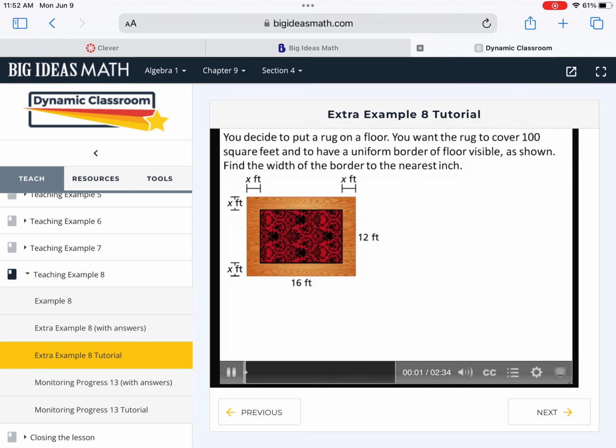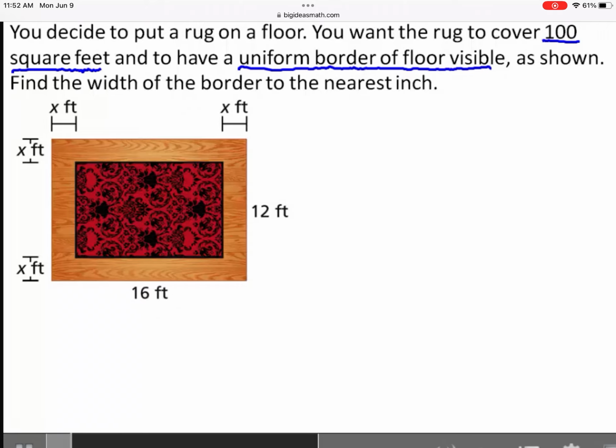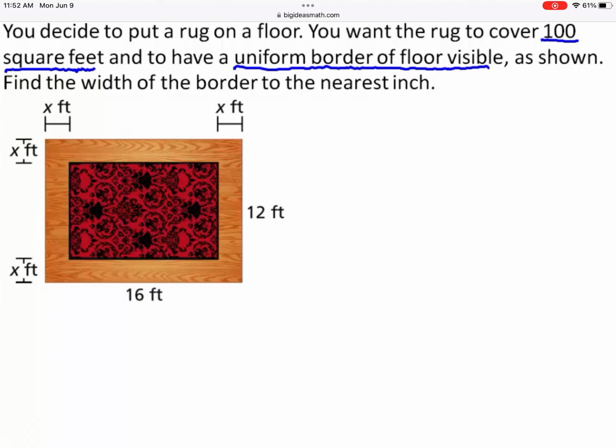You decide to put a rug on a floor. You want the rug to cover 100 square feet and to have a uniform border of floor visible, as shown. Find the width of the border to the nearest inch. Use a verbal model to write an equation that represents the area of the rug. Let x be the width in feet of the border as shown in the diagram.